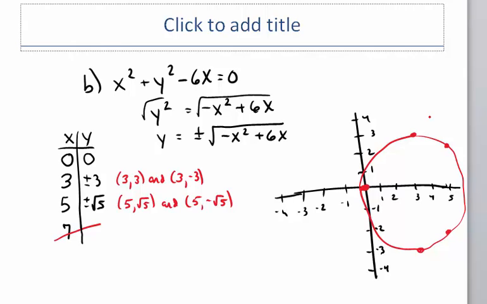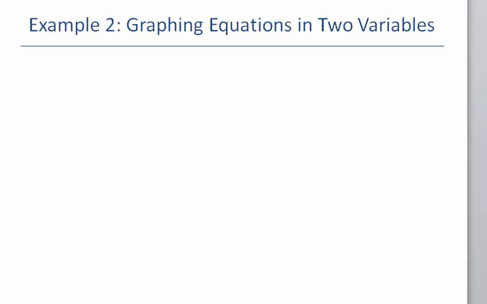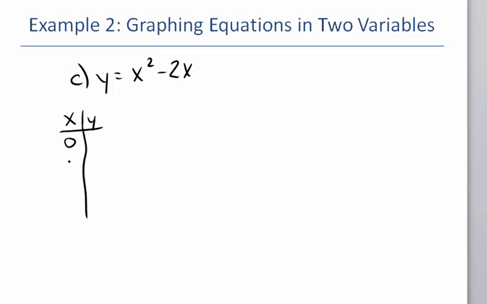All right, and our last example, they ask us to graph y is equal to x squared minus 2x. And so again, we're going to set up a table of values, placing 3 or 4 x values into the list. All right, let's try to determine some values that will be fairly easy to work with. I'm going to go with 0, 2, negative 2. Let's see if that's enough. If not, we'll add a few more.